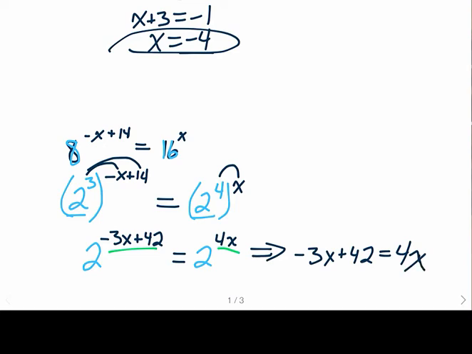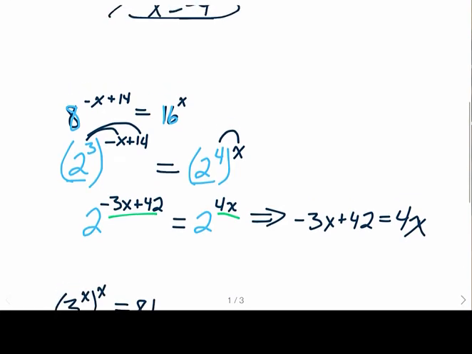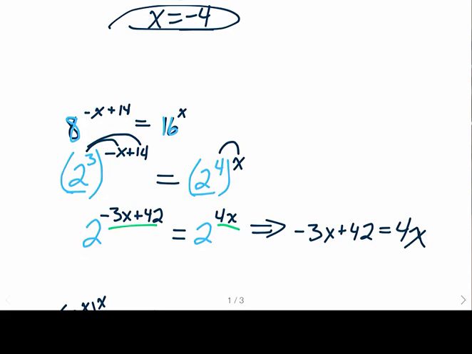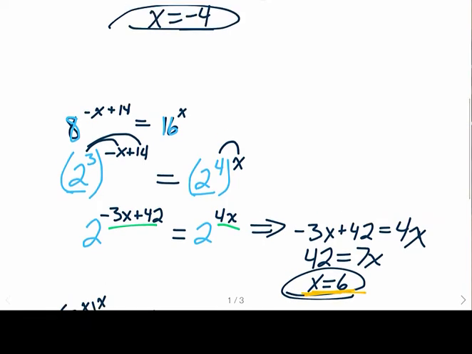Now I have this linear equation to solve, and I can do so by, say, adding 3x to both sides, so 42 is equal to 7x, and then dividing by 7 gives me that x is equal to 6. You could double check that x equals 6 is a legitimate solution by substituting 6 in place of x in the original equation. I leave that to you.